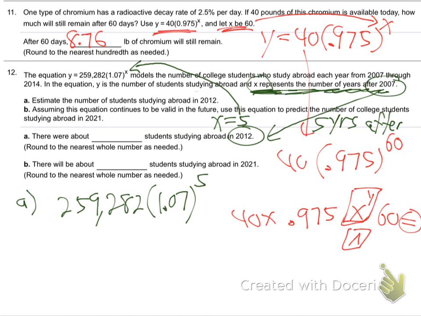Let's see what we get. 259. I'm kidding. I got 363,656. They said round to the nearest whole number. So 363,656. Coming out okay?